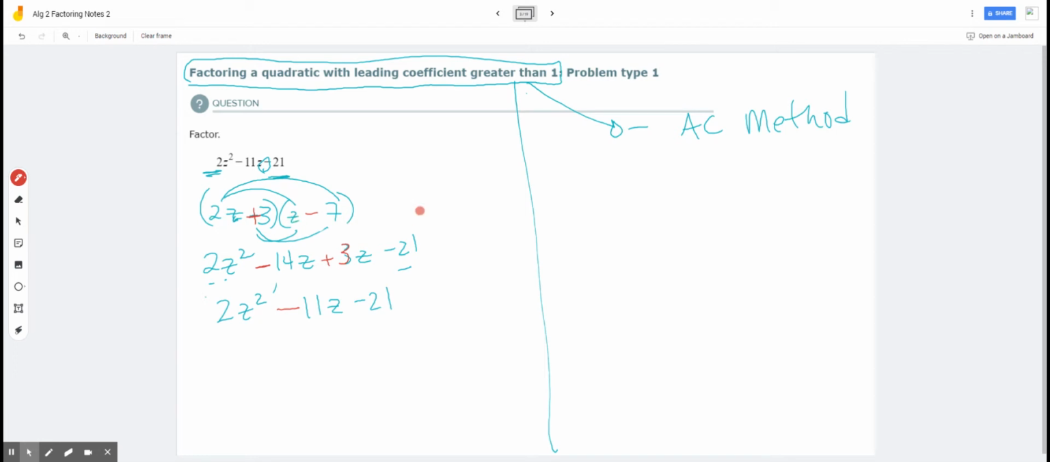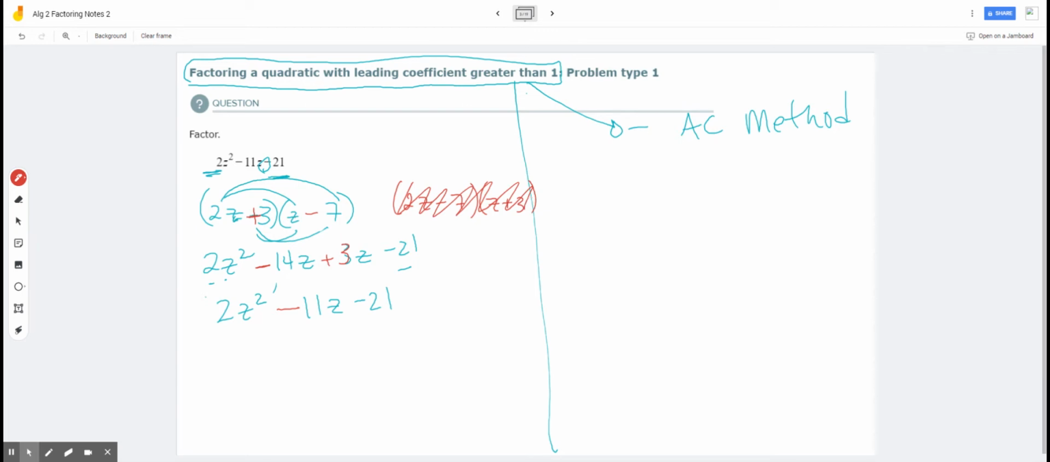Let's say you didn't get that right. Then you might try 2z minus 7 times z plus 3, like switch the 7 and the 3. If you have more factors than 21, it gets really awful. So I'm going to teach you the AC method.